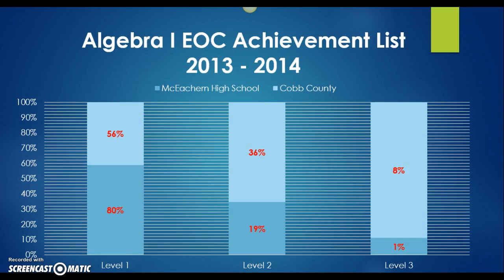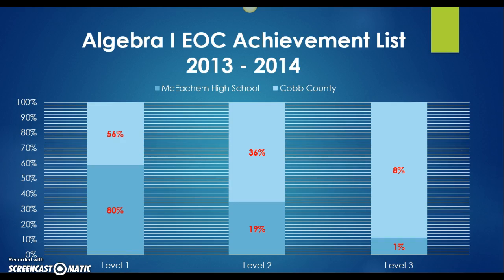As you look here, we'll look back at 2013, 2014 data for the Algebra 1 EOC. This is the achievement list. Here, we're looking at comparing McEachern High School to Cobb County. So as you can see, McEachern had an 80% in level 1 learners, while the county was averaging a 56%. And then as you can see, McEachern kind of went down in level 2 because obviously there's only 20% left to work with. And for level 2, McEachern was at 19%, while the county was at 36%. And then you get to level 3, it was 8% compared to McEachern being at 1%.